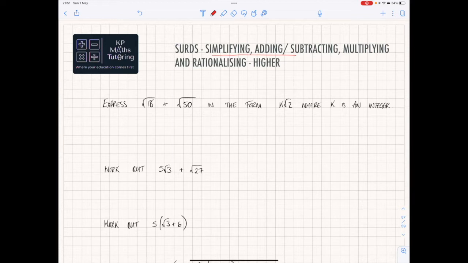So if you have a question like this where it says express root 18 plus root 50 in the form of k root 2 where k is an integer, obviously an integer being a whole number.